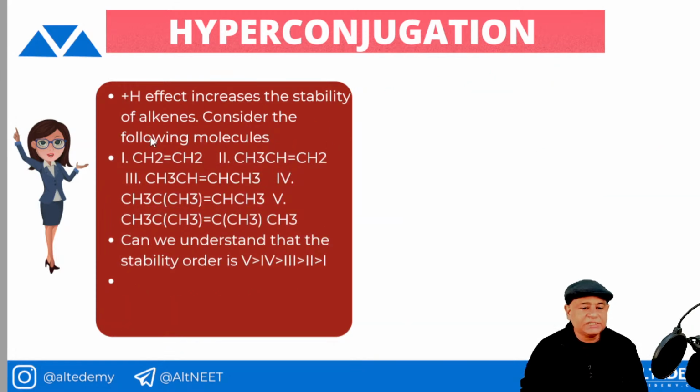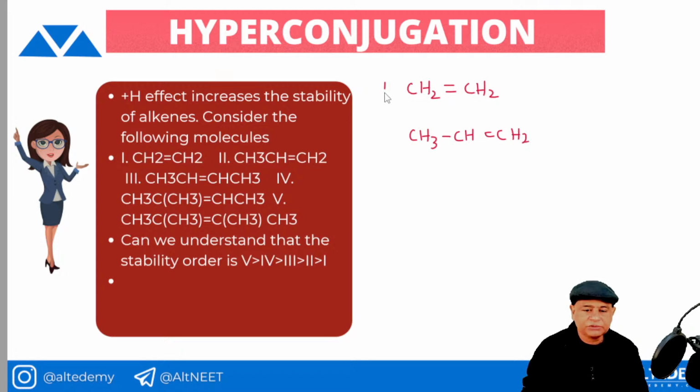Plus H effect increases the stability of alkenes. Very important. Whenever you will be studying alkene and you will talk about the stability of alkene, you will always follow the hyperconjugation. Like we have taken variety of compounds. Look here. We have taken a compound CH2 double bond CH2. This is the first compound. Second compound is CH3 CH double bond CH2. This is the second one.